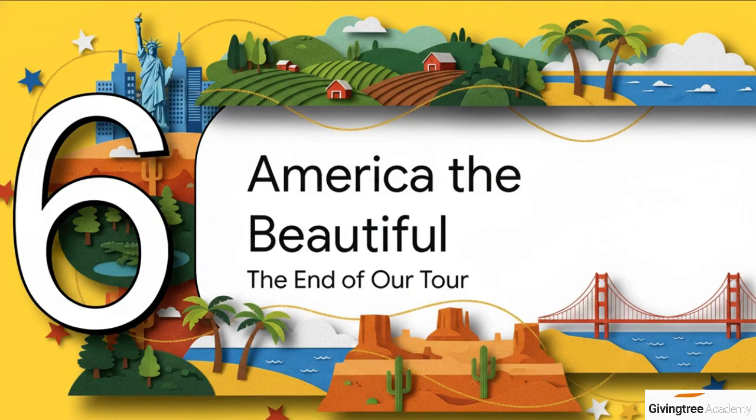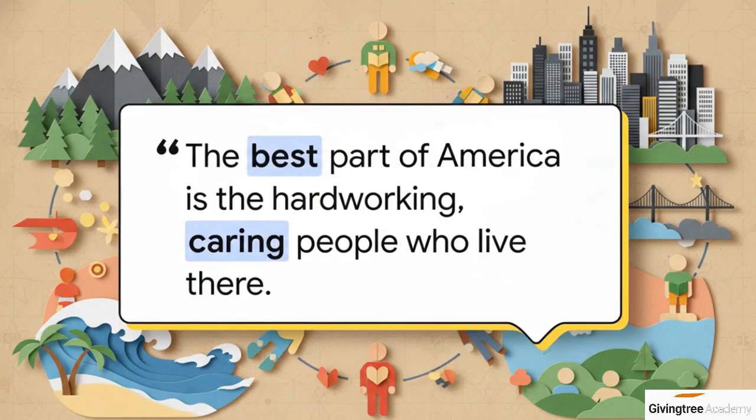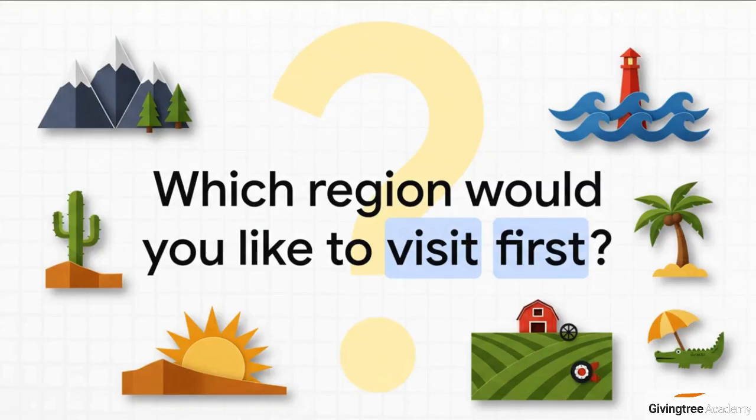Well, our tour is almost over. We've seen how different and special each region is, right? But you know what? There's something that really connects them all. The mountains, the cities, the deserts, they're all so beautiful. But this quote really gets to the heart of it. It's saying that the best part of any place is the people. It's the hardworking, caring people who make each of these amazing regions so special. And just like that, our tour of the United States is complete.